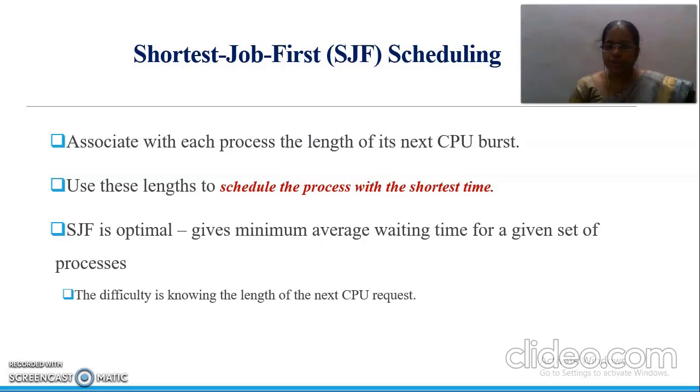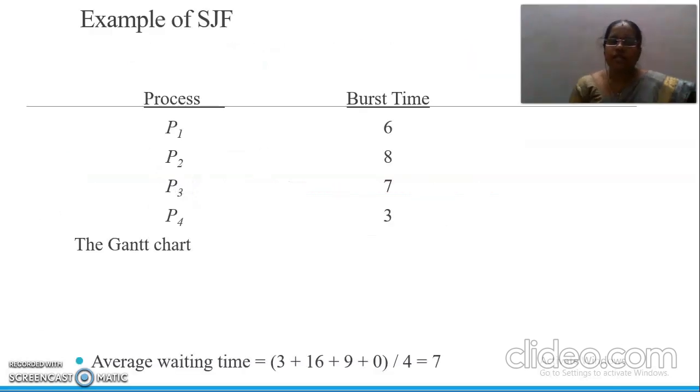The benefit in such scheduling is that the big process will be processed at the end, and the shortest time processes will be processed easily and fast. So it provides an optimal solution for the drawbacks of the previous scheduling algorithm. But one difficulty is that knowing the length of the next CPU request is difficult, and we have to find a solution for it. This is an example of the shortest job first scheduling algorithm.